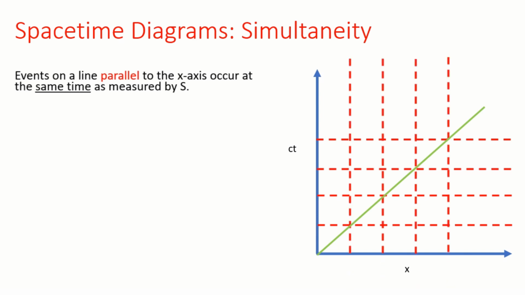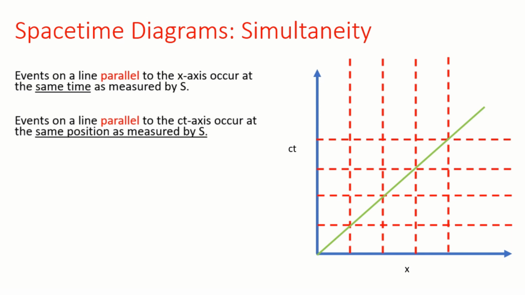Similarly, we can draw lines which are perpendicular, in this case, to those dashed lines, and these are vertical lines, and it follows that any two events on a line parallel to our CT axis are going to occur at the same position. In other words, they have the same x coordinates. So when we're drawing these lines, really what we're doing is marking all the positions in the space-time reference frame of S which have either the same time, that would be the horizontal lines, or the same position, and that would be our vertical lines.